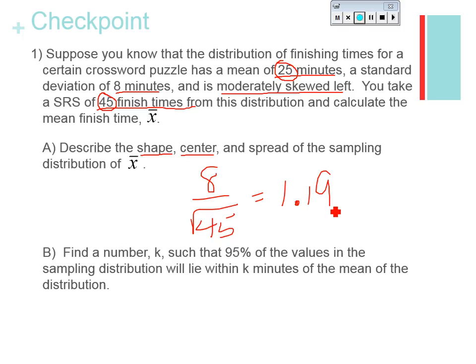And then part B says, find a number k such that 95% of the values in the sampling distribution will lie within k minutes of the mean of the distribution. So in other words, how many standard deviations from the mean would 95% of the data values be? So from the empirical rule, we know that if we have a normal curve, which we know just from up here that the shape of this is normal, we know that k would have to equal 2 because approximately 95% of all data values fall within 2 standard deviations of the mean under the normal curve there.